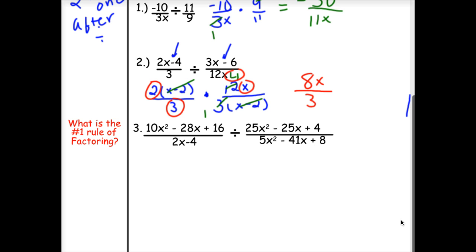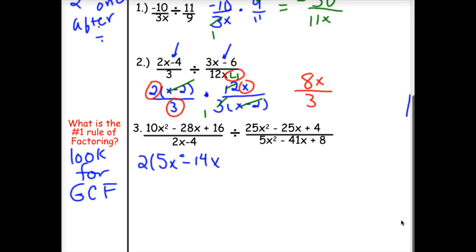All right, so what is the first rule of factoring? We always want to look for that GCF. Is there something common that we can pull out? It's going to make our factoring so much easier. And in this case, we do have a number that we can take out. In our top fraction, or the top part of our first fraction, we can take out a 2. If we take a 2 from 10x squared, we're going to have 5x squared left. Taking a 2 from this 28, we're going to have negative 14x.